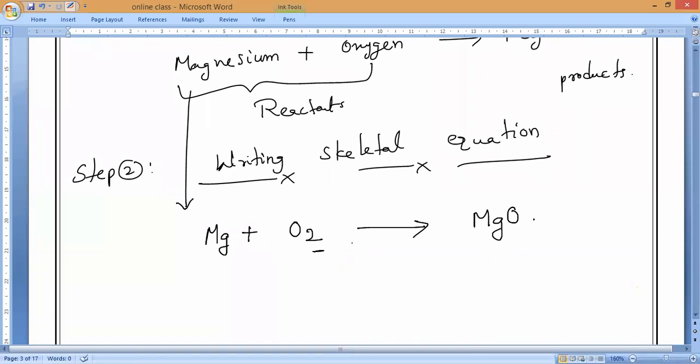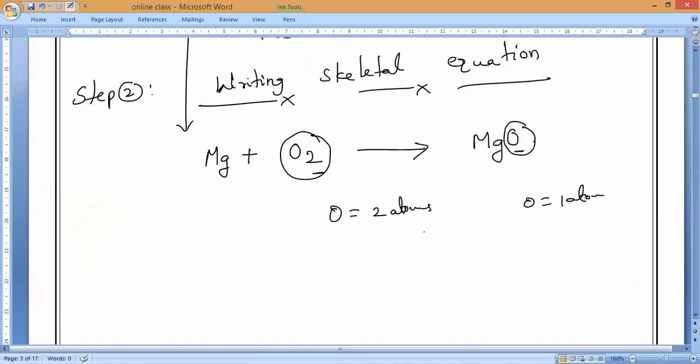See, oxygen is not balanced. Oxygen here, 2 atoms are there, but here, how many atoms are there? Only one atom. So that is why this is called which equation? Skeletal equation. What do you mean by skeletal equation? Unbalanced. Skeletal equation.